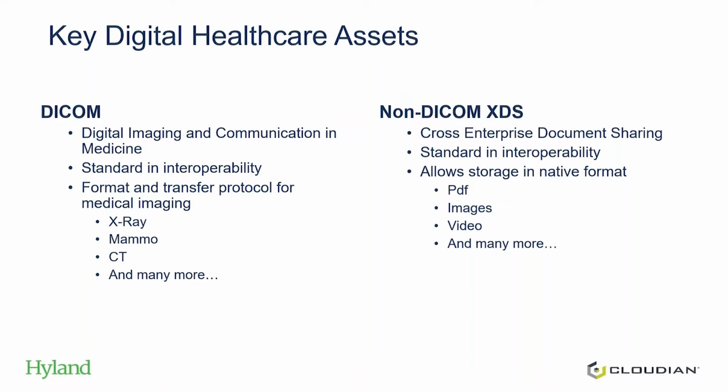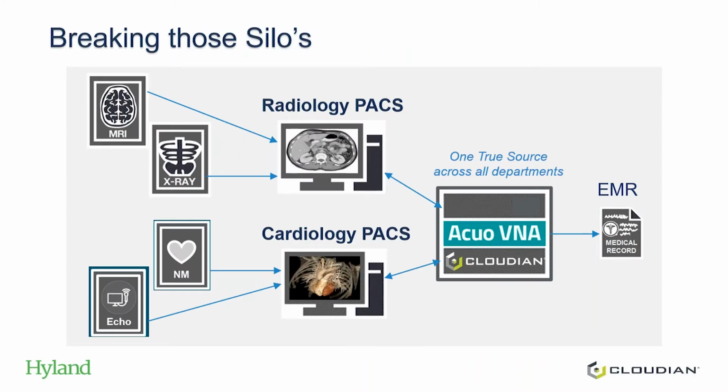And then the other bucket where we have a lot of information is the non-DICOM XDS. This is cross-enterprise document sharing. This is also a standard for interoperability, which allows storage in native format of PDFs, images, videos, and basically non-DICOM is anything else. Any other file type that you can think of, we'll be able to store it, catalog it, and make sure that it's easy to find. It'll be located in the VNA. It's all of your other content, which Hyland has a long history with. It goes back 25 years. This is where we got our start, storing all of your content management. And in the last few years, with the purchase of Acuo, we have added the vendor-neutral archive as well.